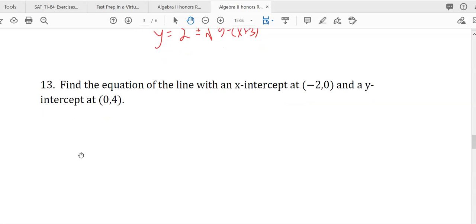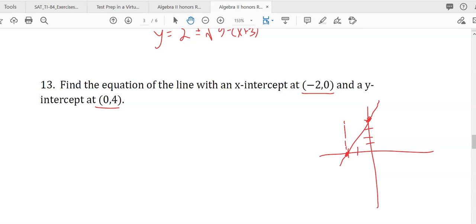Find the equation of the line with x-intercept. Okay, so x-intercept at -2 and y-intercept at (0, 4). So the x-intercept is -2, the y-intercept is 4. So right there, right there. If you draw that line, you should be able to figure out the slope, right?